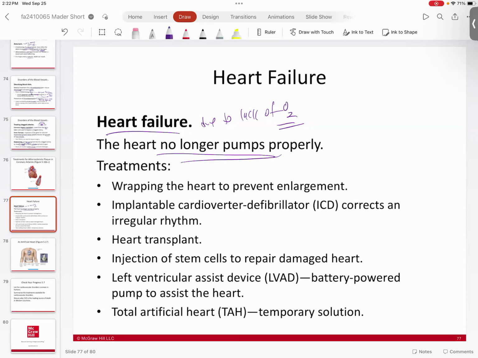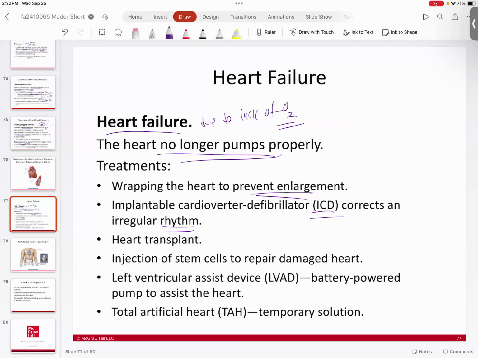So ultimately, some of the treatments we can do for this is we can wrap the heart if it's starting to enlarge, which is one of the things that happens when you get a heart that's pumping abnormally. If it's a rhythm issue, right? With our conductive system or SA node issue, we can set it up with an ICD. An ICD is different from a pacemaker. A pacemaker is a different type of device.